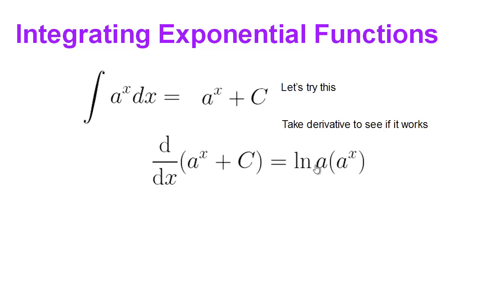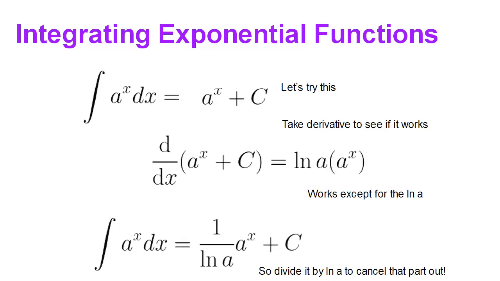So the way to get rid of that constant is by dividing it out, because this works except for that natural log of a. So let's divide out by the natural log of a and see if that works. So the integral of a to the x dx equals 1 over the natural log of a times a to the x plus c. So if we took the derivative of this, the natural logs would cancel each other out, and we'd wind up with a to the x, which is our original integrand.